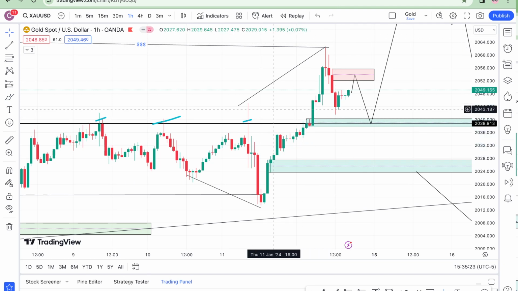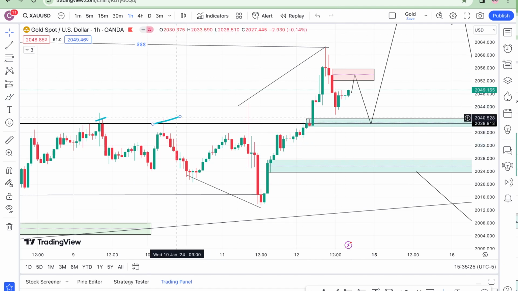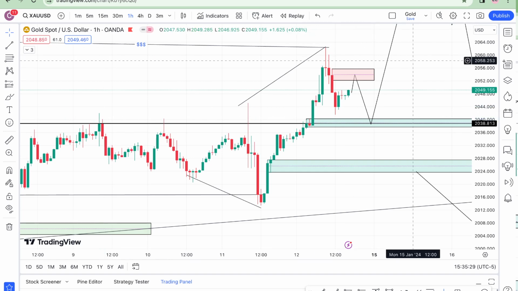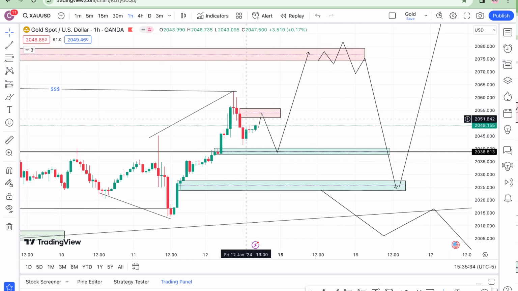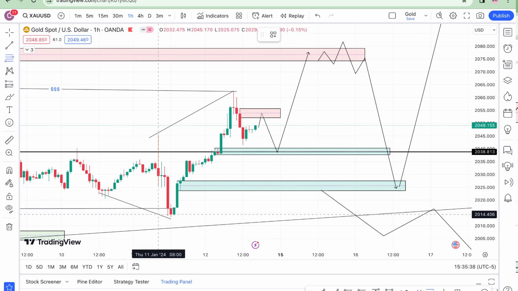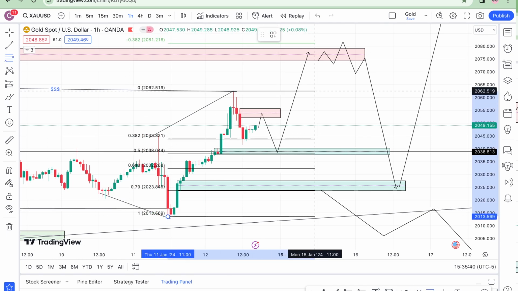Okay, so what we can expect from gold next week is, I have drawn everything over here. Don't just mind, I'll explain it. You can take a screenshot and follow it if you want. So what we can see over here is, if you drop down to a smaller time frame, first I'll plot a fib over here, from this high to low.